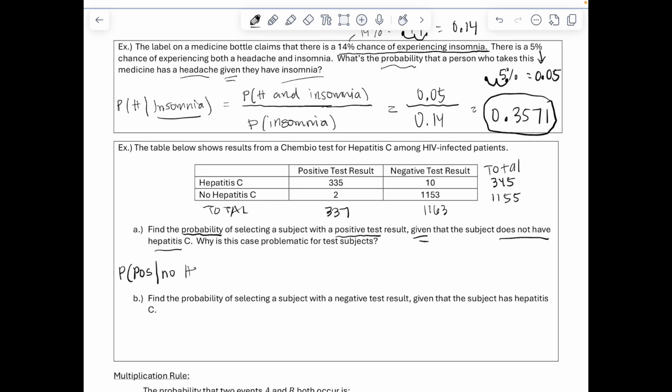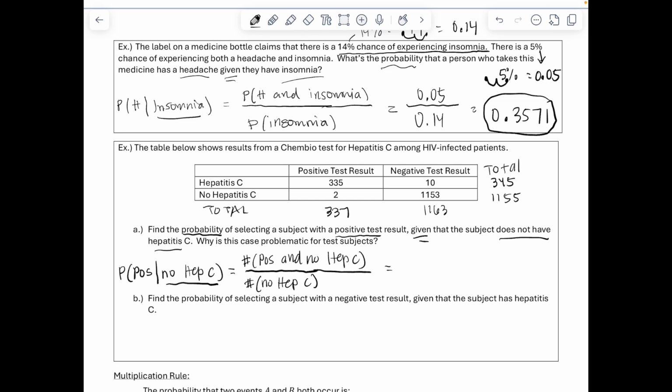So no hep C. And so with our conditional probability, the denominator is what's given. And I'm going to use the number symbol since I have numbers this time and not probabilities or percents. And we'll say no hep C is in the bottom. In the top, it's going to be both of those. So it's going to be the number of people that had a positive test and they have no hep C.